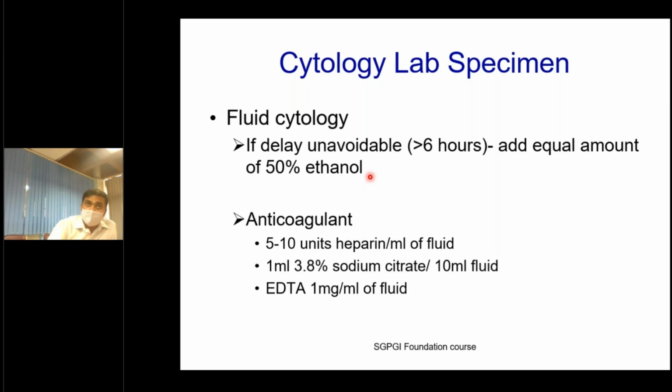For all the specimens, the fluids, it's better to send them with an anticoagulant. Either heparin, 5 to 10 units, or 10 ml of fluid in 1 ml of sodium citrate, or add 1 mg of EDTA. Most commonly, you can use heparin or sodium citrate.